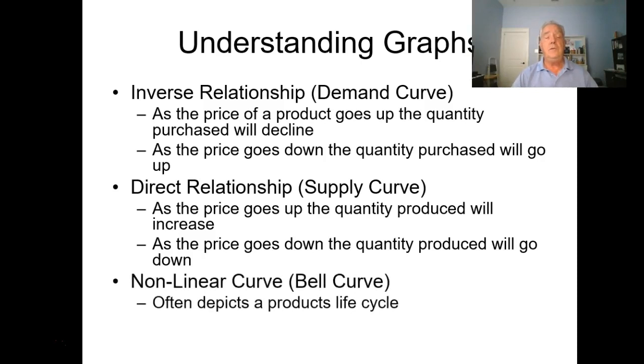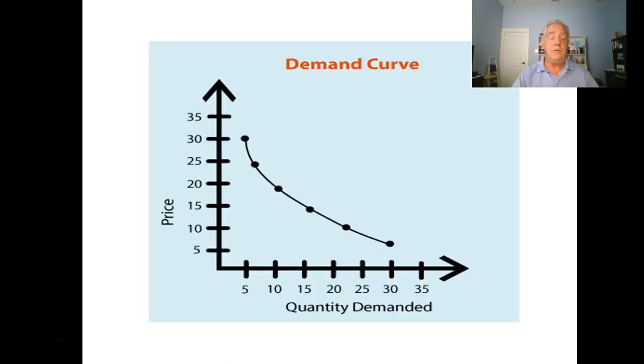Nonlinear curves, another curve we deal with, and that is called also a bell curve, and it depicts primarily a product's life cycle. Use the example in class of Apple. They started with the iPod, went to the iPhone, iPhone 4, 5, 6, 7, iPad, etc. All of these are introducing new products that keep the product alive and the company making a profit. Apple is a classic in how to develop products and stay in business.